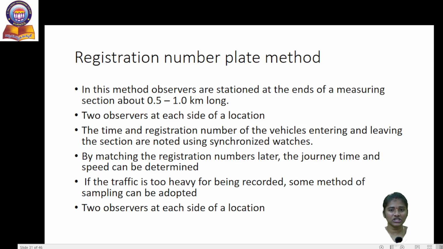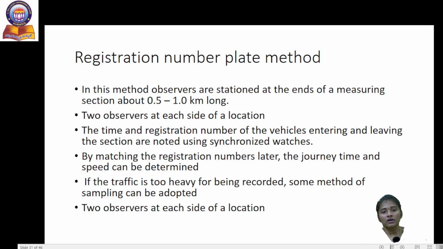Next, we have registration plate method. Here, 2 observers will be there. They will select some stretch of the road between 0.5 to 1 kilometer, and at one end, one observer will be standing, and at another end, one more observer will be standing. Whenever a vehicle crosses the first observer reference point, he will note down the registration number of the vehicle and the time at which the vehicle crossed the first reference point.